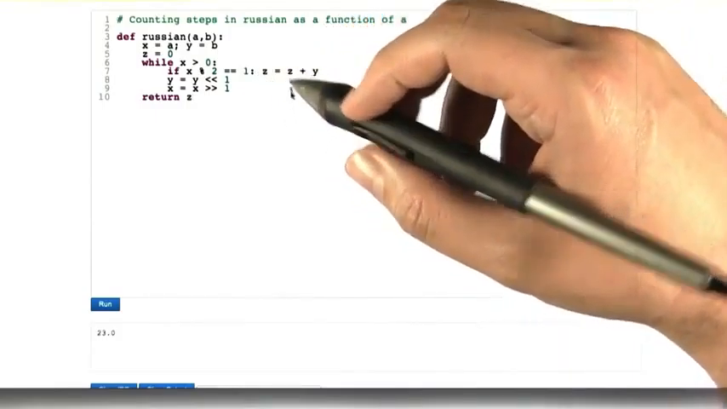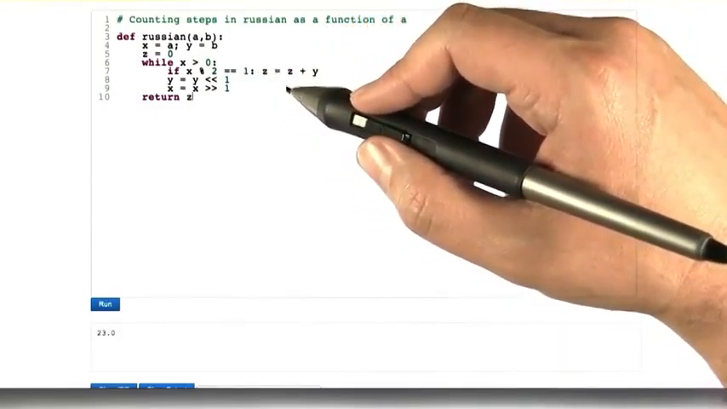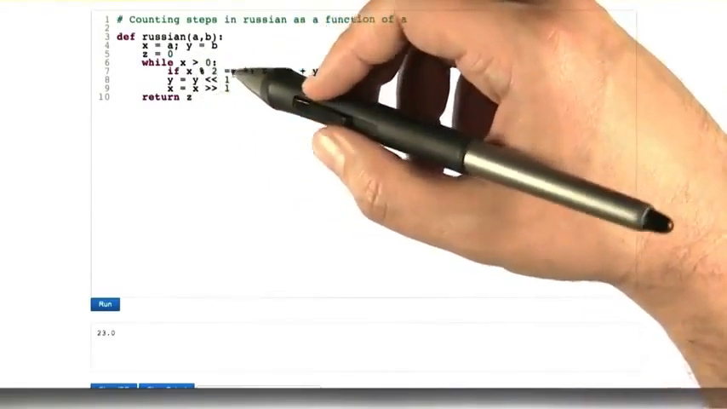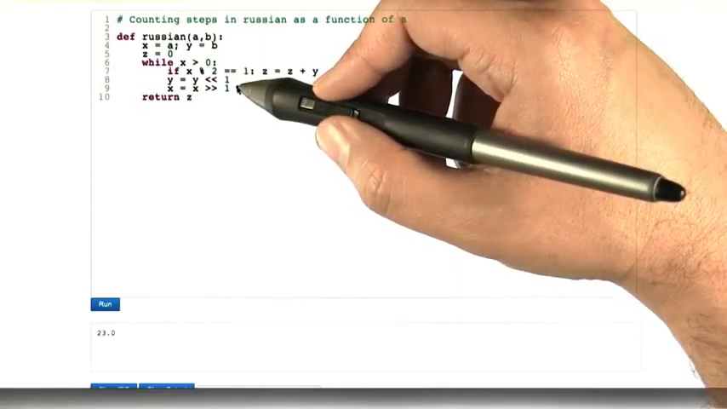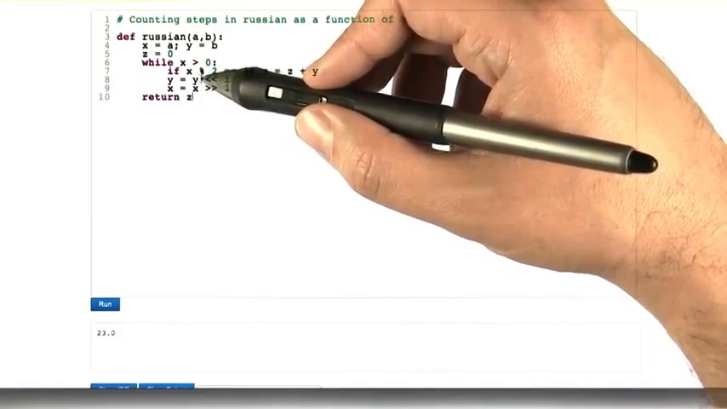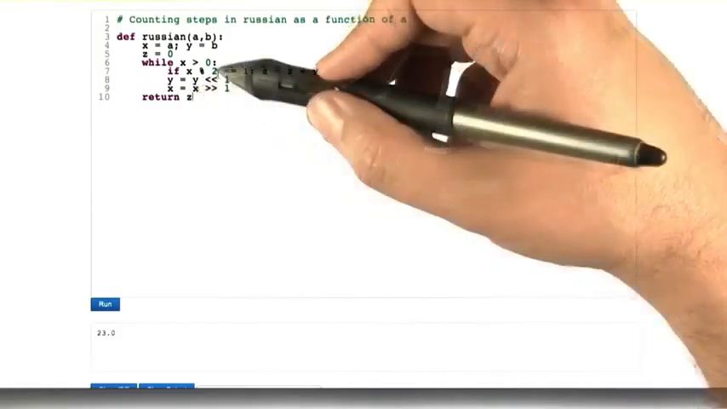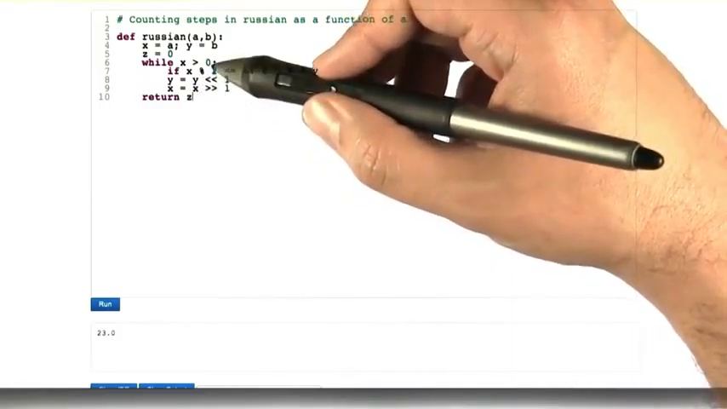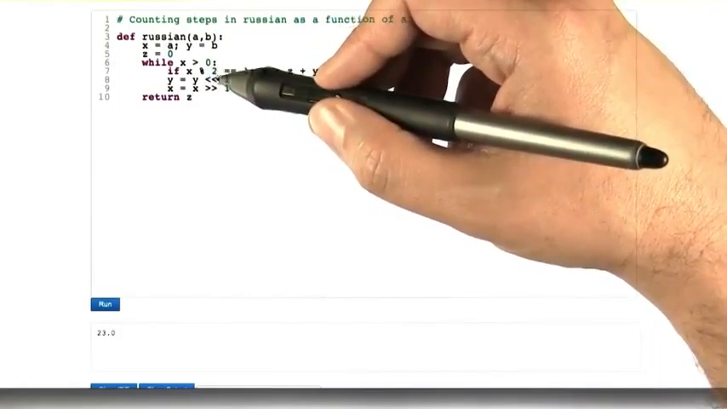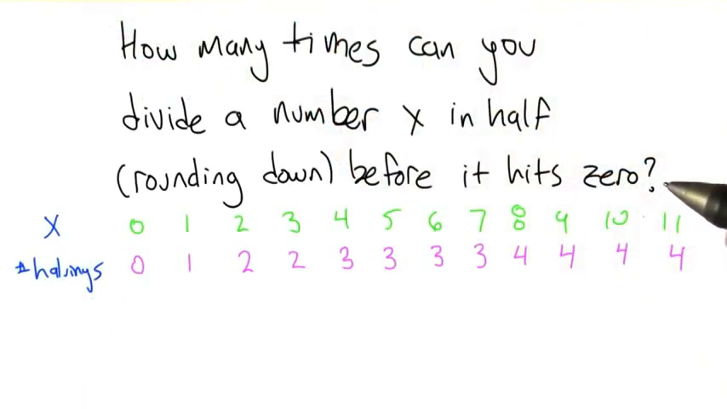So the key step in analyzing the number of steps that this algorithm is going to take is understanding how many times this loop is going to be executed. The number of times the loop is executed is the same as the number of times it takes to divide x in half before you get down to 0. This is, again, halving and rounding down. So an important thing you need to know is how many times can you divide a number x in half, rounding down, before it hits 0.